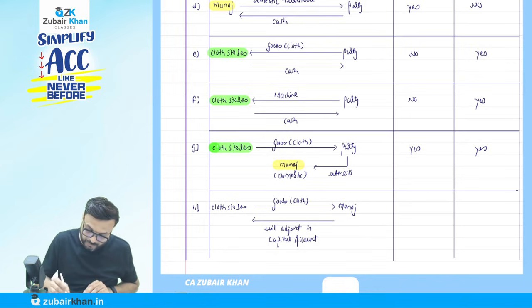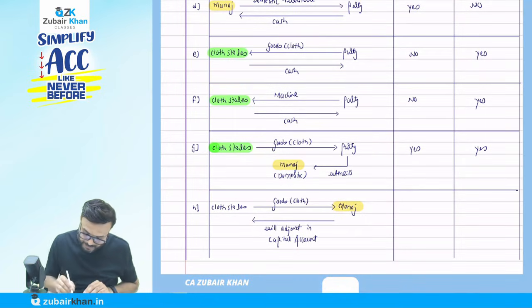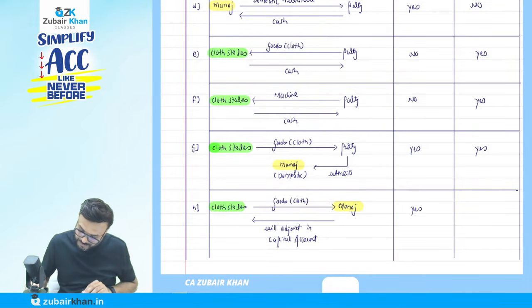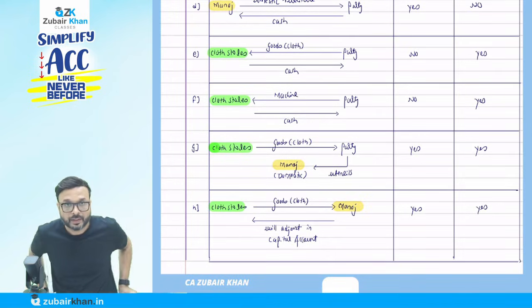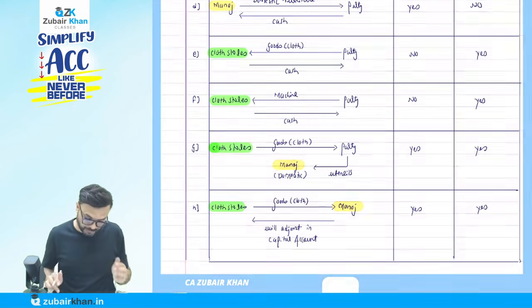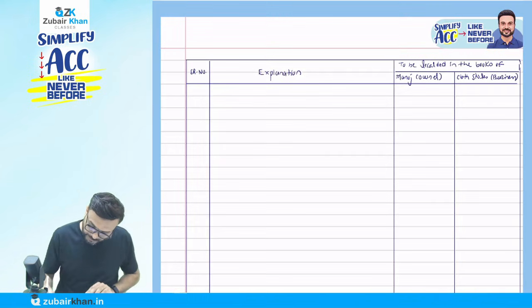So both of them are involved, because the goods are being received by Manoj for his personal use and given by the business. So both of them are involved. So we will write it down here. Yes. Okay, both of them are involved here. Okay, done. Now next one.